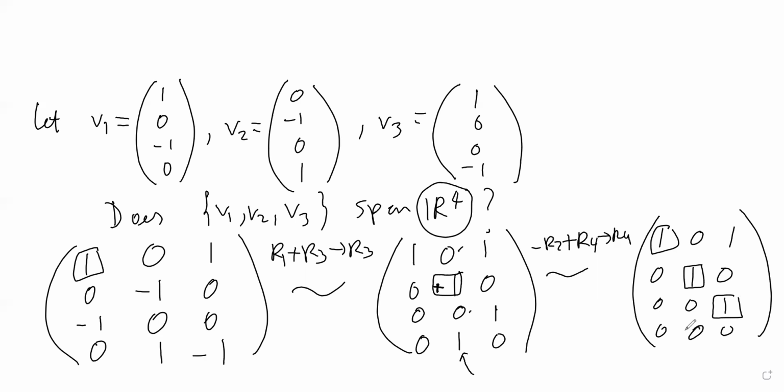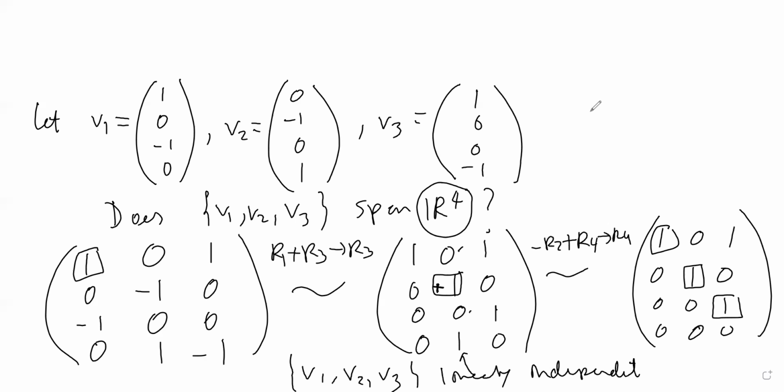Now, this has a pivot position, this has a pivot position, and this has a pivot position as well. So each column has a pivot position here. So these are linearly independent, right? So V1, V2, V3, the set is linearly independent. Like I said, it's not enough. In order to span R4, you need a fourth vector.